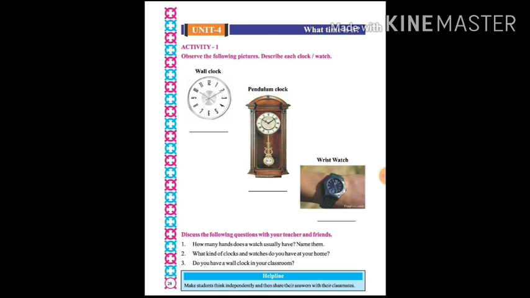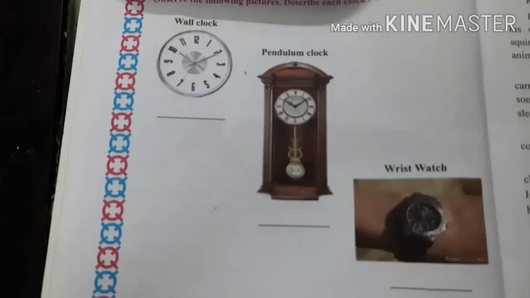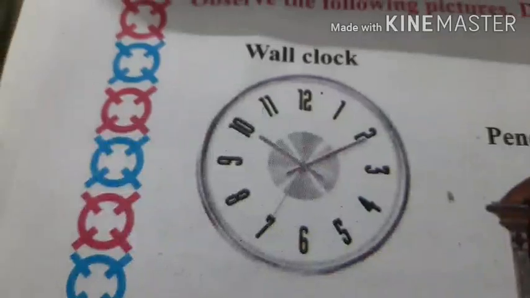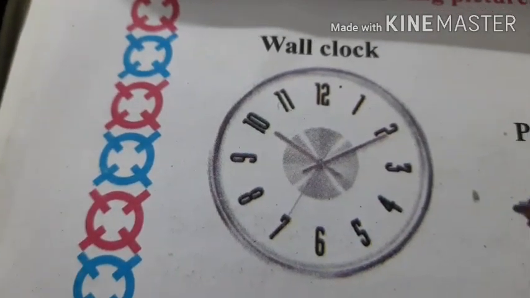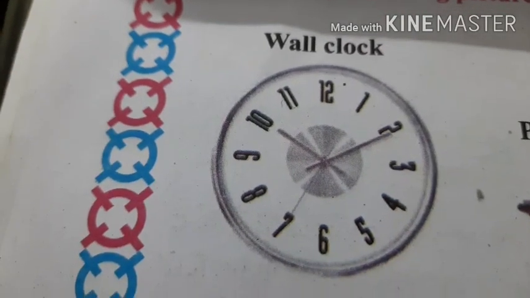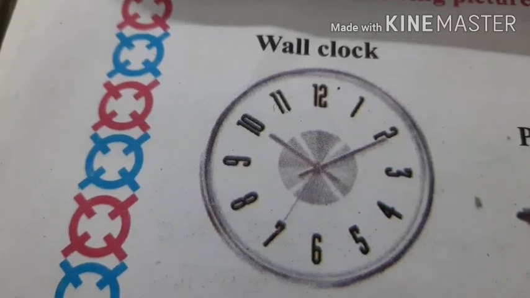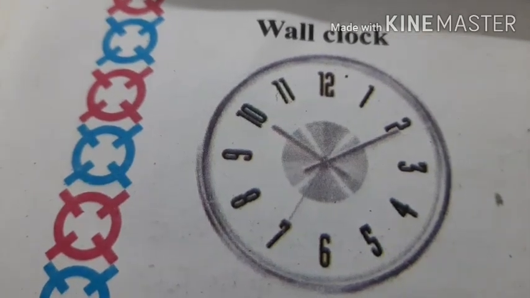The first picture is of the wall clock. The second is a pendulum clock, and the third is the wristwatch. You must have seen at least two of them, right? Now let us look in detail. First is the wall clock, that most of us have at our place, right? Without which we cannot be on time for our things.